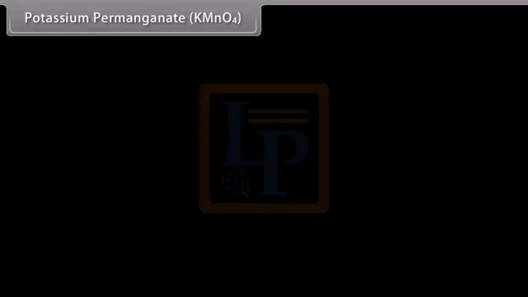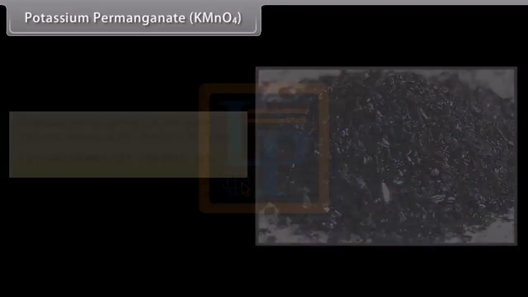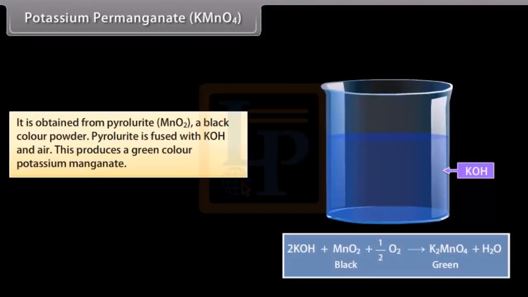Potassium permanganate, KMnO4. Potassium permanganate is an inorganic chemical compound with the formula KMnO4. It is a salt consisting of K+ and MnO4- ions. It is obtained from pyrolusite, a black color powder. Pyrolusite is fused with KOH and air.